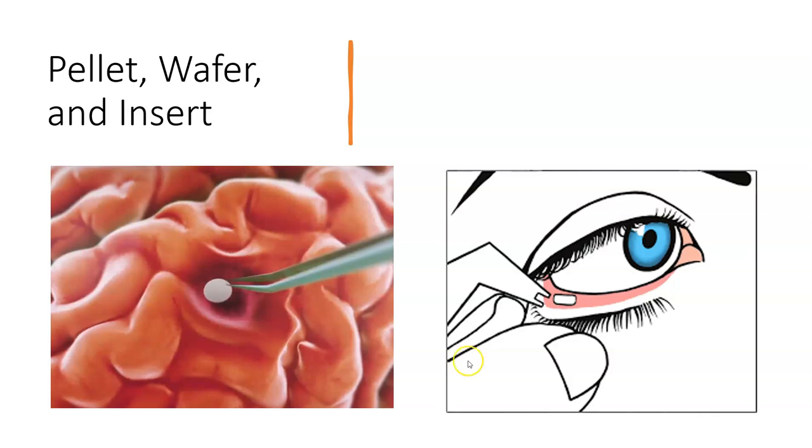Gliadel is a chemotherapy drug. It's a wafer, and it's actually implanted into the cancerous tumor in the brain. So that's what this image is showing. They're putting a Gliadel wafer into the brain. And then Lacrisert is a drug that is placed into the lower eyelid sac to treat dry eye syndrome. So it comes with special tweezers, and the patient's just going to place it into their lower eyelid.